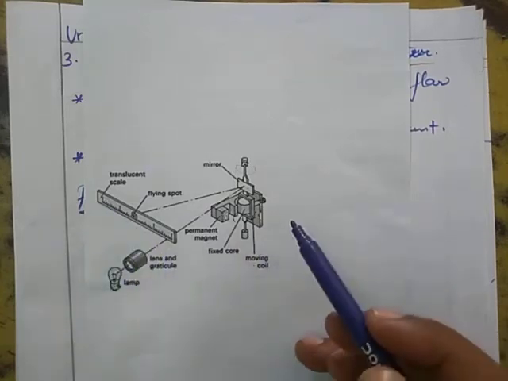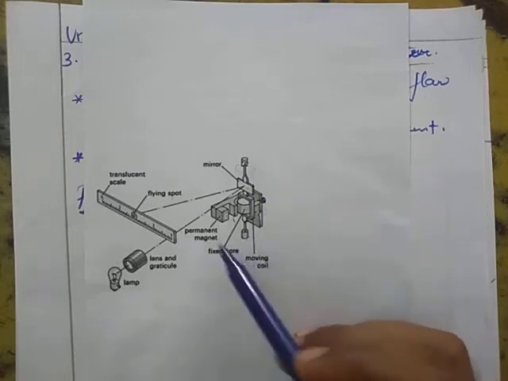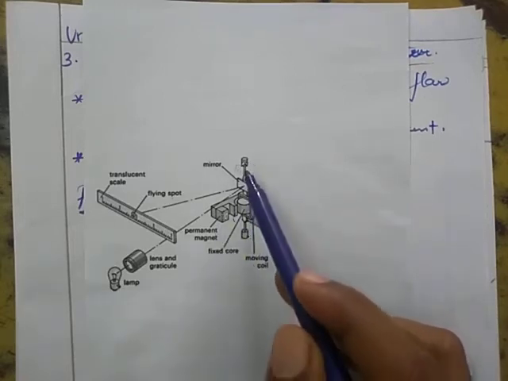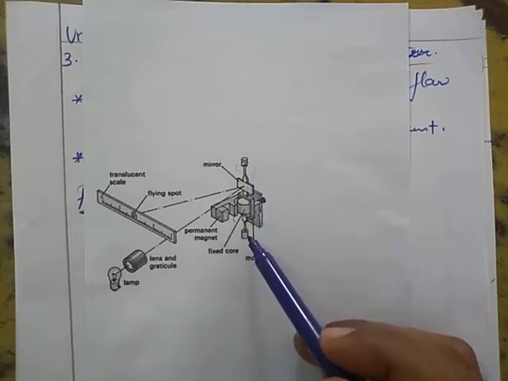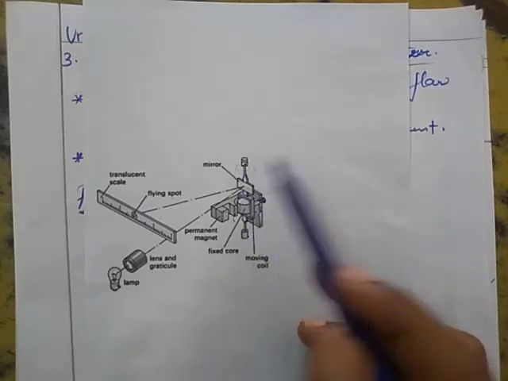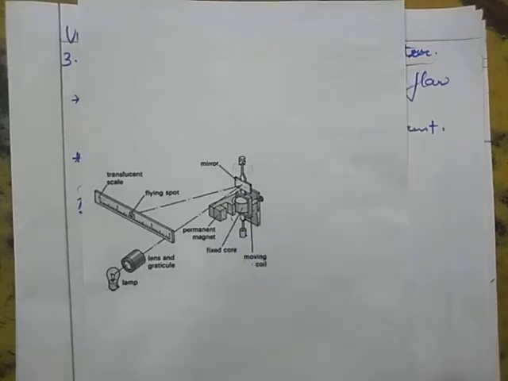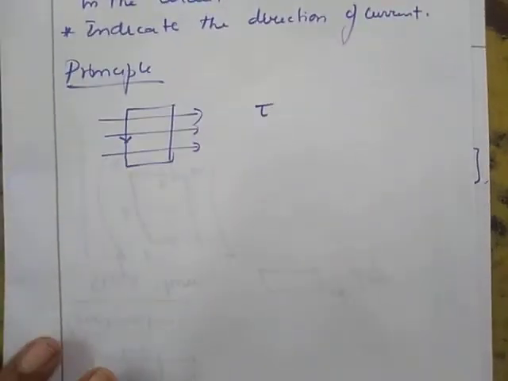In order to pass a current in the galvanometer, the fine strip and the spring are the terminals to pass the current. Let me see the working of the device.